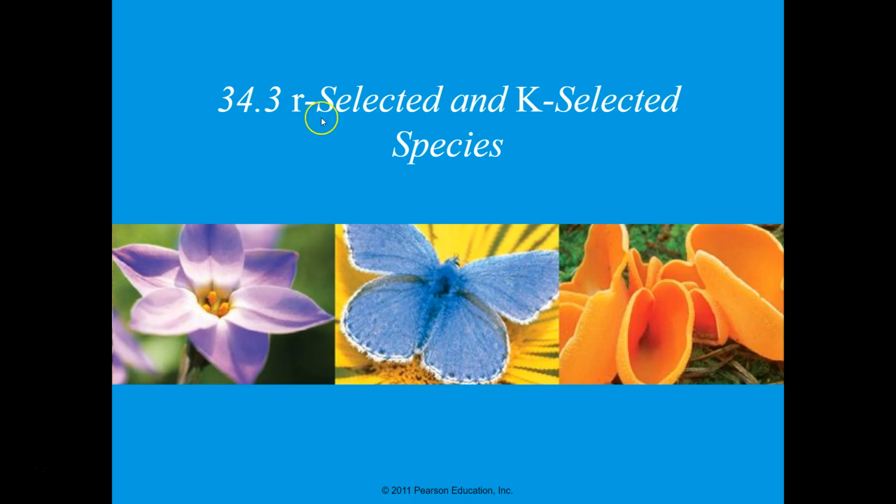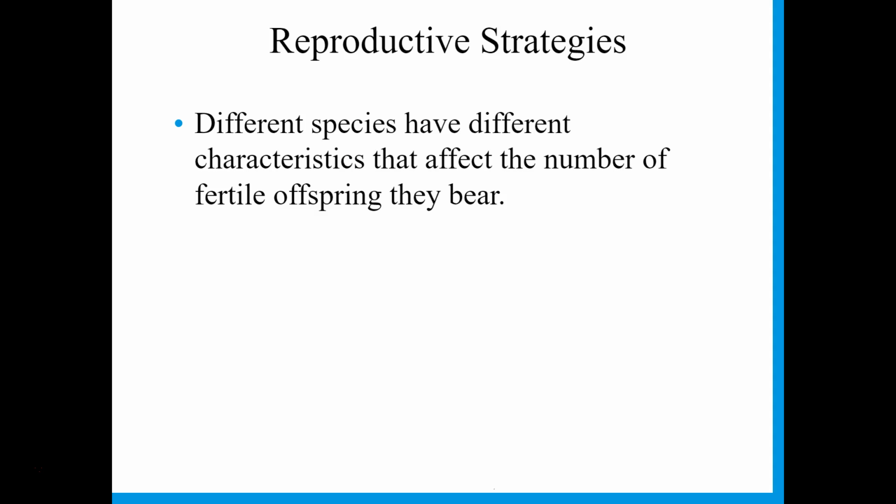So R, remember, is births minus deaths, or how fast your population is growing or shrinking. K is sort of this theoretical maxima that your population can't really get very much higher than. Different species have different characteristics that affect the number of fertile offspring that they bear. This should be fairly intuitive to you. Flies are not humans, humans are not fish, and just because of the different lifestyles that these organisms have, it's going to affect the amount of kids they're having.